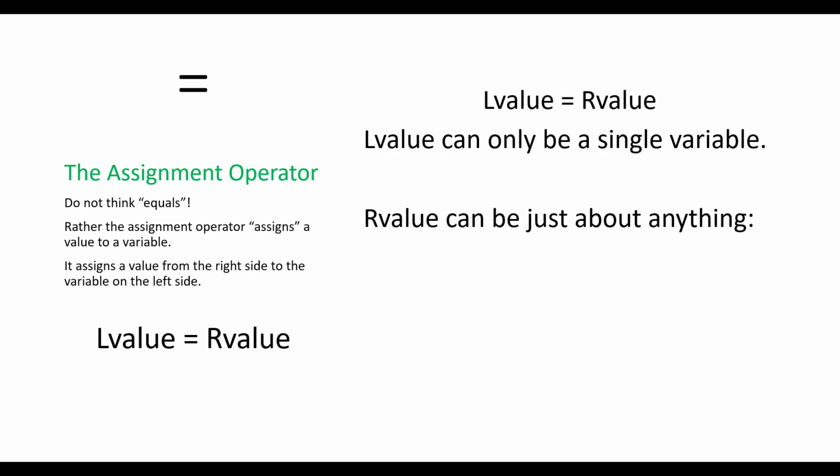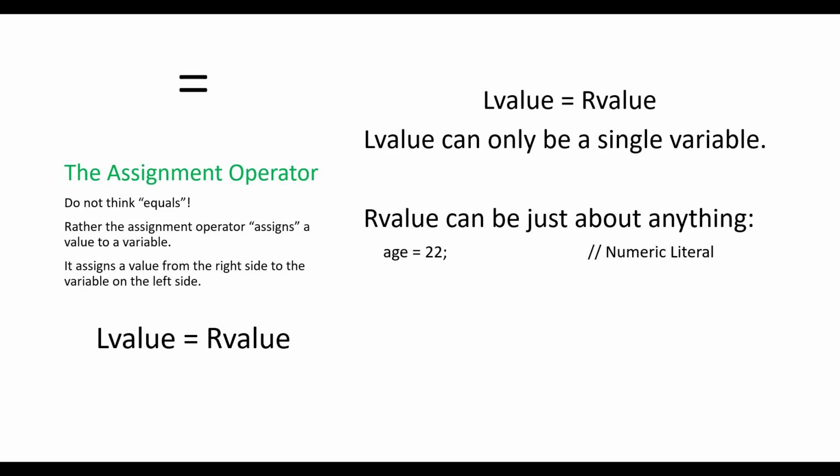Therefore, we have something called an L value or an R value. L value stands for the left value. R value stands for the right value. There are a couple of rules that we have regarding our L values and R values. The L value can only be a single variable. One single variable. However, the R value can be just about anything. So in this case, it can also be a numeric literal.